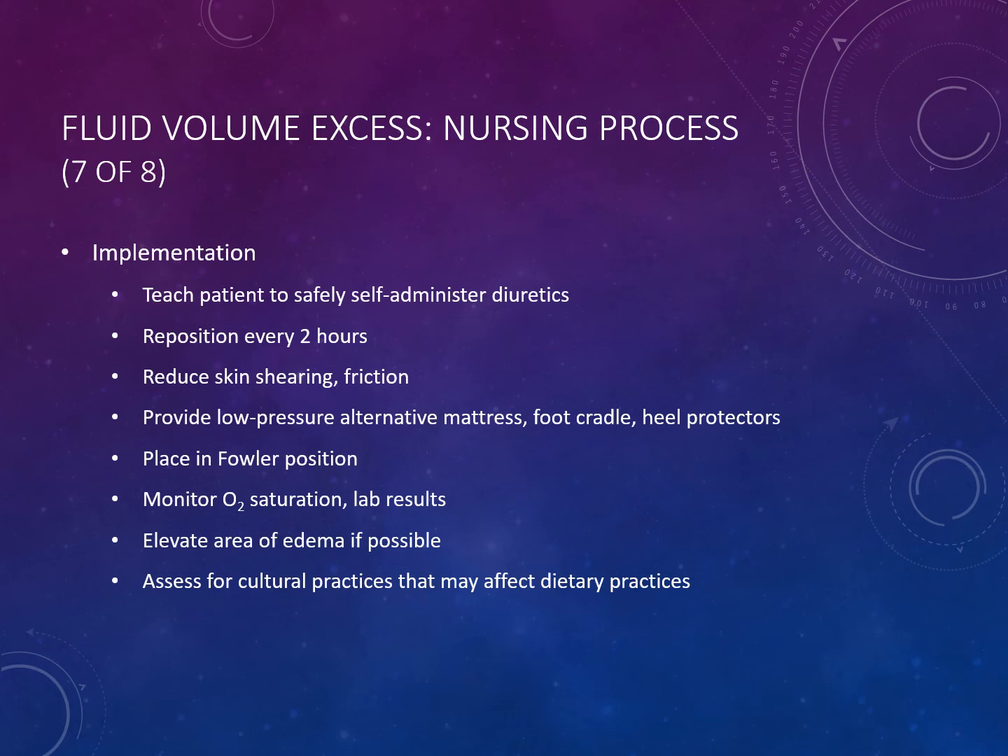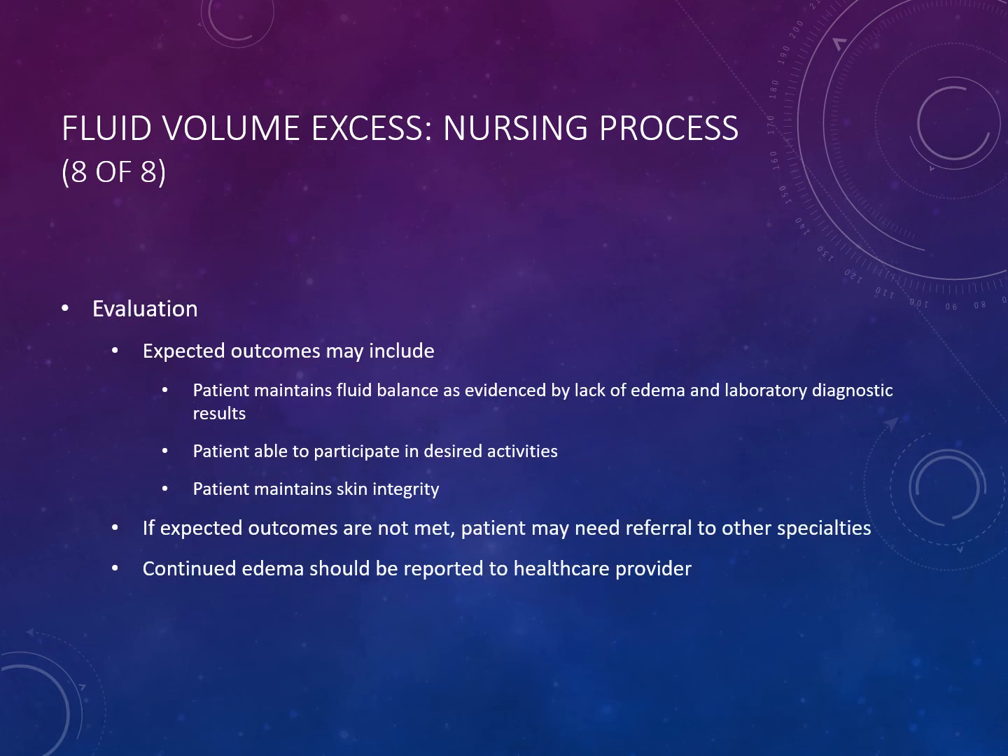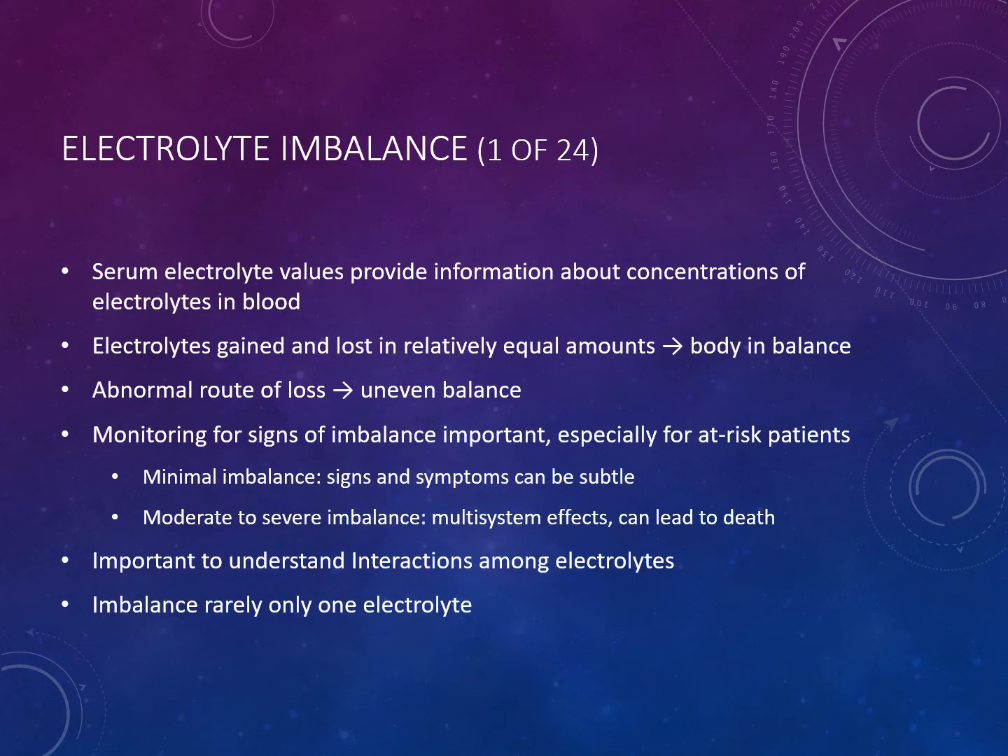If the patient continues to be short of breath and their sats are dropping, call rapid response. Call respiratory for a breathing treatment. Teach them how to use the incentive spirometer. Teach them about dietary choices. And then in evaluation, we want to make sure that the patient's back into a normal fluid balance.